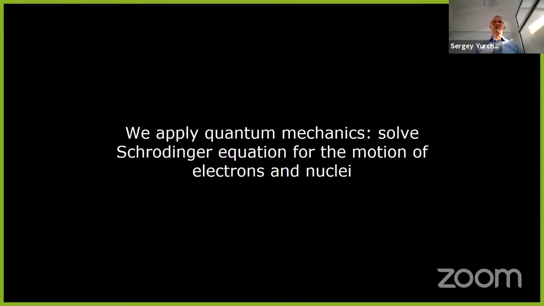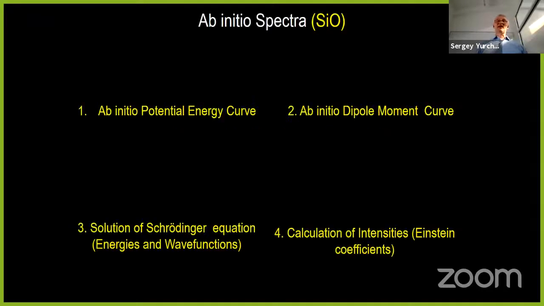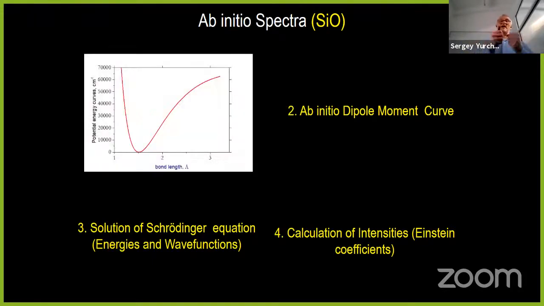We solve Schrodinger equations for the motion of electrons and nuclei. I realized maybe that's not the quantum chemistry audience, so I would like to roughly draft the procedure. We solve it from first principles. That means we first reconstruct how the potential energy depends on the internuclear distance, and that is represented by a potential energy curve.